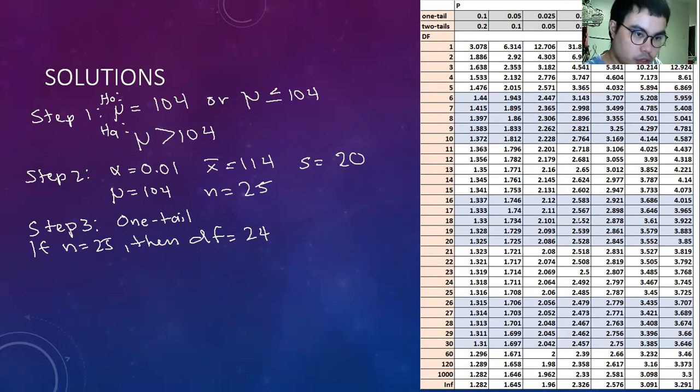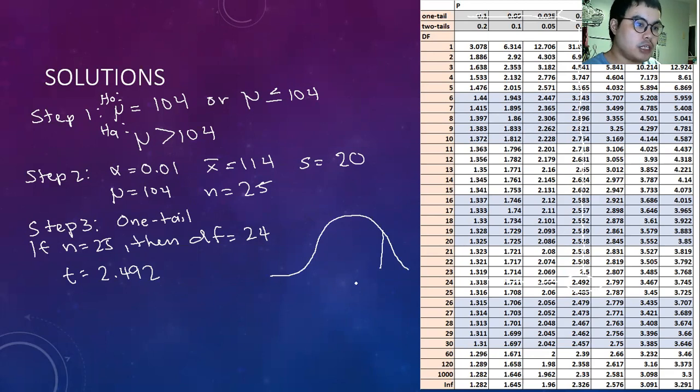Okay, so here we're going to locate the degrees of freedom. We're here in this one-tail. The significance level is 0.01. Then the degrees of freedom is 24. So we're going to highlight and draw a line that corresponds. So our t-value is 2.492.